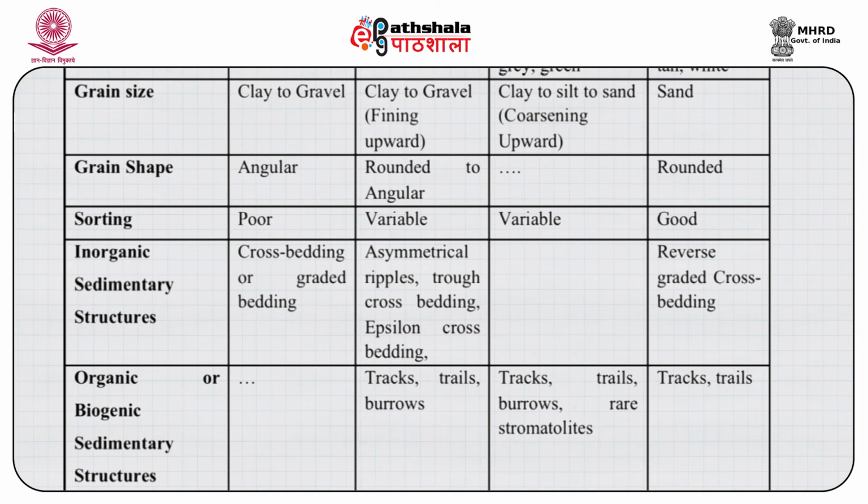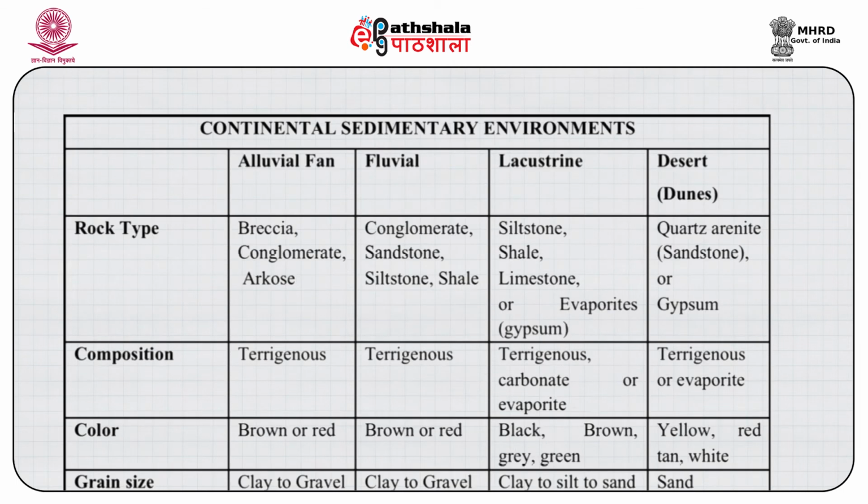Now, the fluvial environment on the other hand, you see the rock type in fluvial environment is likely to be conglomerate, sandstone, siltstone and shale. In a fluvial environment it is expected that the conglomerate and sandstone are likely to be deposited in the fluvial channel, and siltstone and shale are expected to be deposited as river bank deposits.